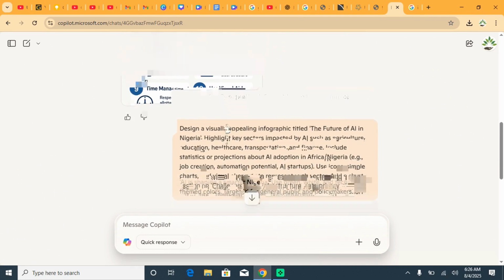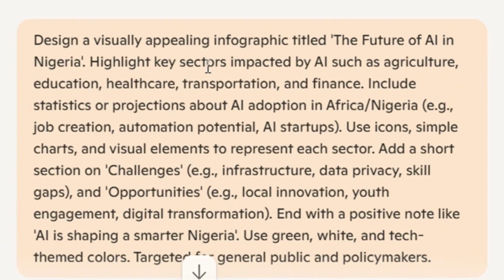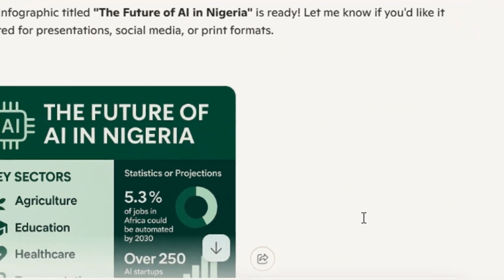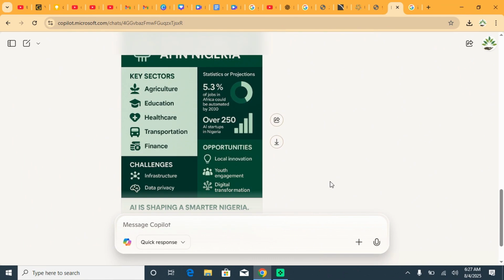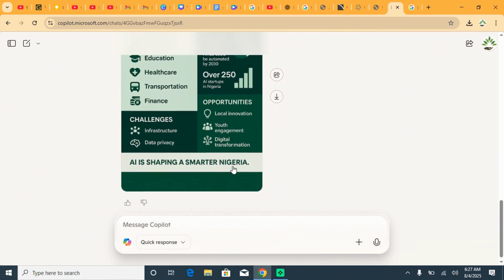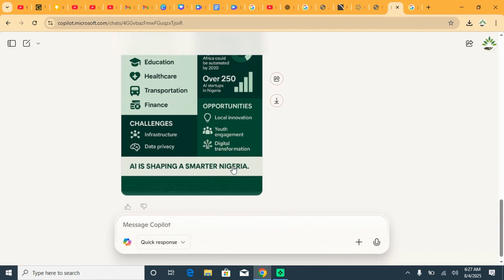Now I give it another prompt. Design a visually appealing infographic titled The Future of AI in Nigeria. Highlight key sectors impacted by AI such as agriculture, education, healthcare, transportation, and finance. This much detail, and take a look at what it has given me. Wonderfully, it has designed the future of AI in Nigeria, highlighting the sectors, the statistics, opportunities, and challenges. And you can see this is a wonderful one. It has given me a fantastic one.